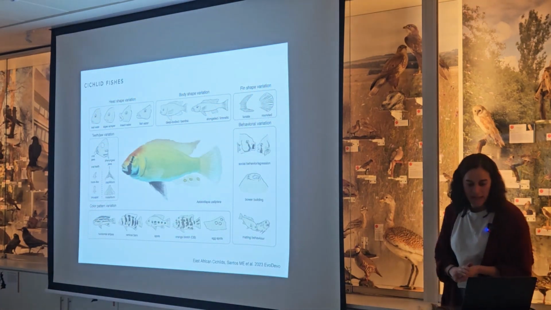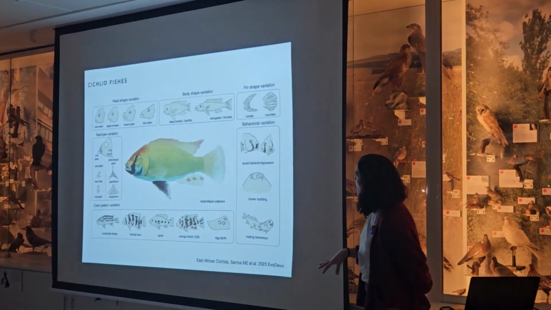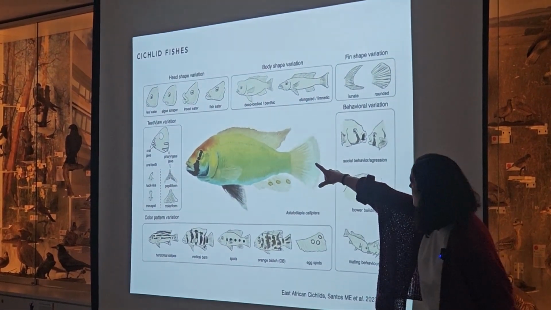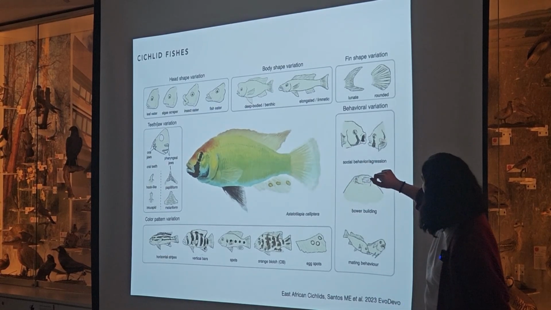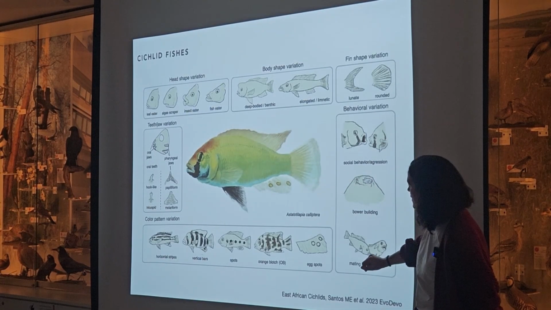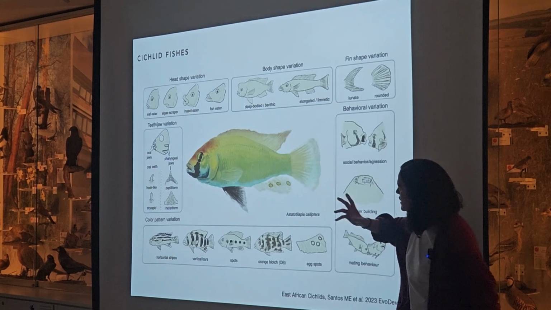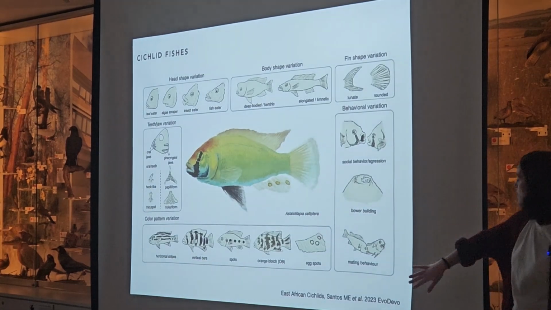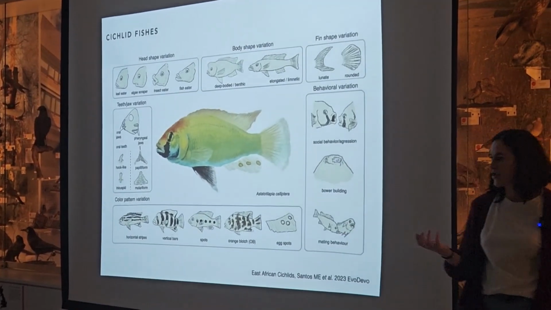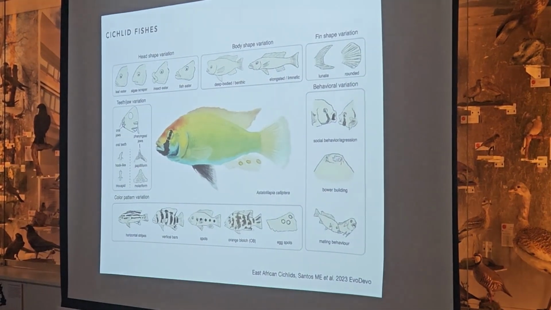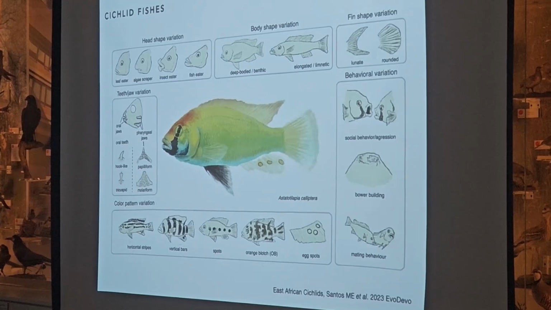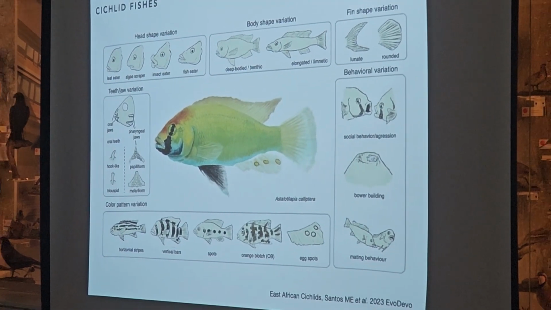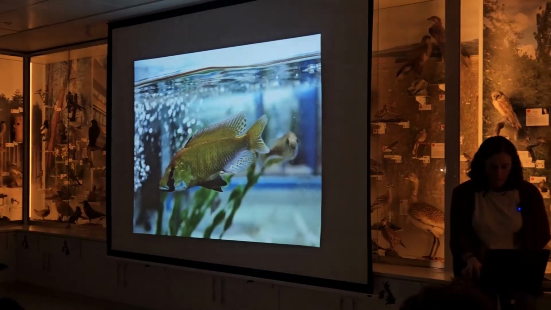And so here is just one slide to show you how different they can be. So you have differences in head shape there on the left, body shape variation, fin shape variation. Also, the craniofacial skeleton is very different. And not just morphology. In terms of physiology and behavior, they're also extremely different. And so you have a huge community of evolutionary biologists looking at these fishes and really trying to understand how such rapid diversification occurs.